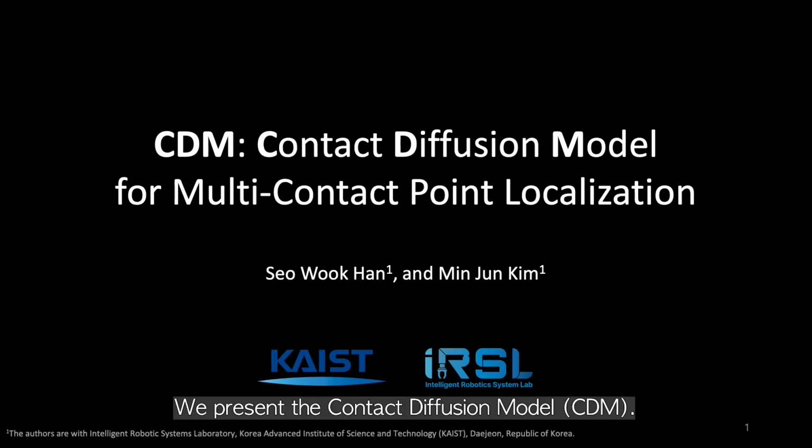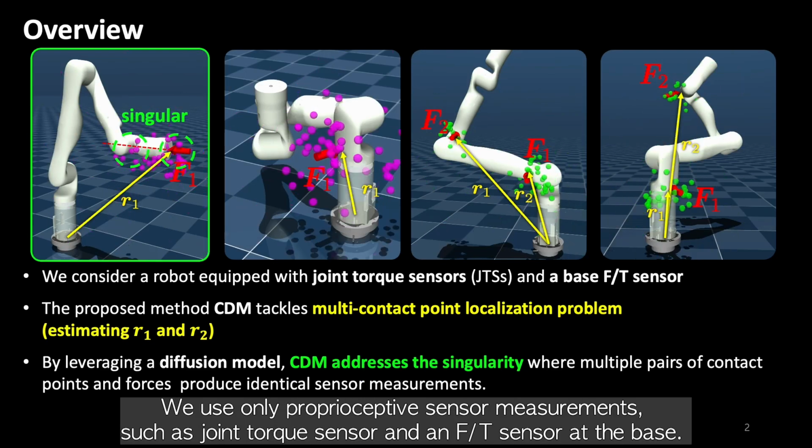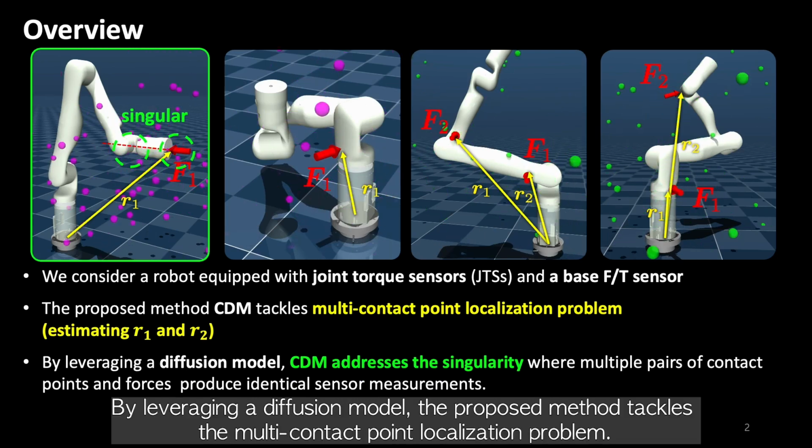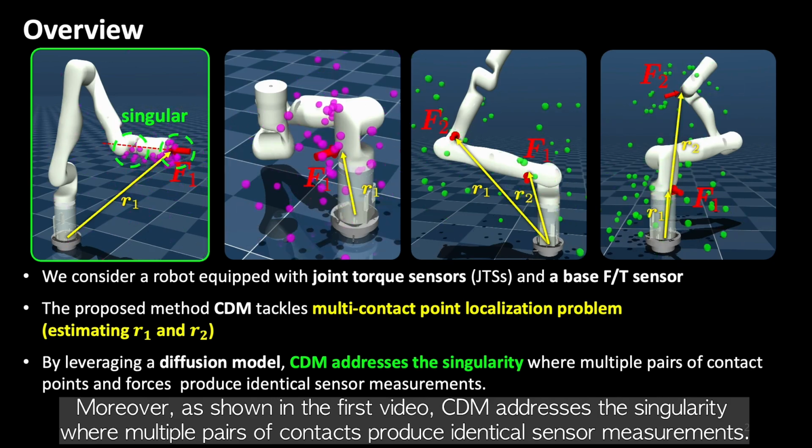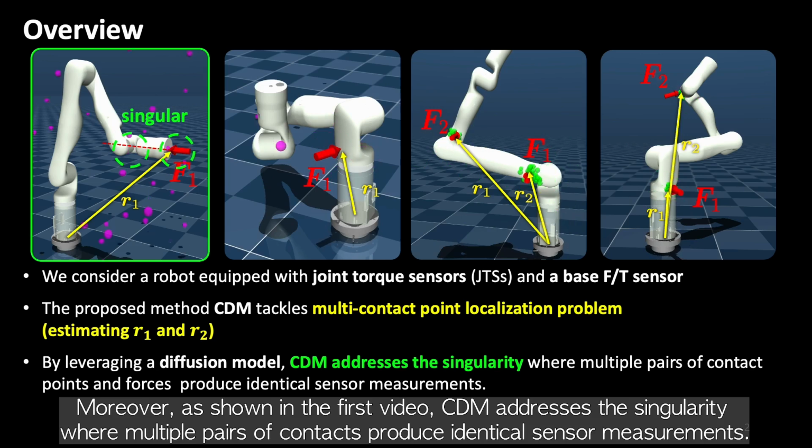We present the contact diffusion model, CDM. We use only proprioceptive sensor measurements, such as joint torque sensors and an FT sensor at the base. By leveraging a diffusion model, the proposed method tackles the multi-contact point localization problem. Moreover, as shown in the first video, CDM addresses the singularity where multiple pairs of contacts produce identical sensor measurements.